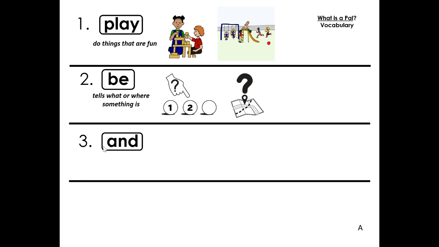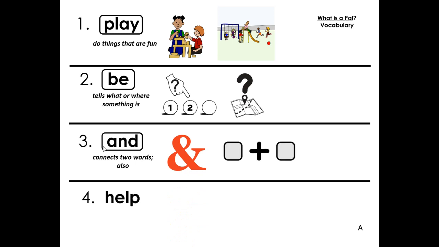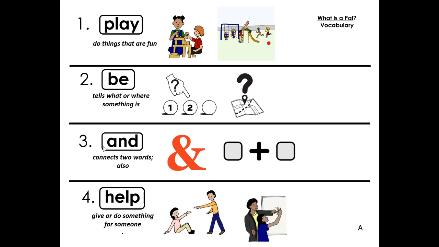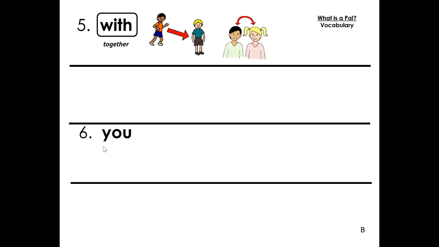Number 3, and. And means connects two words, and it means also. Remember this word, help. Give or do something for someone. Help. Number 5, you know it? With. With means together. Number 6, you. Y-O-U. Person who is being spoken to.